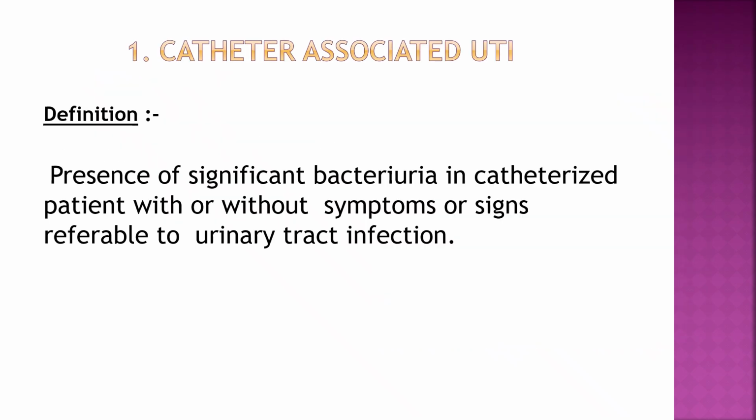So first is the definition. It is the presence of significant bacteriuria in a catheterized patient with or without symptoms or signs referable to the urinary tract. Significant bacteriuria means the colony count should be more than 10 raised to 5 colony forming units on a blood agar plate, with or without symptoms. If it is with symptoms, it is called significant symptomatic bacteriuria. If it is without symptoms of the urinary tract like hesitancy, frequency, burning micturition, or dysuria, that is pain at the site of urination, fever, it is called asymptomatic bacteriuria.